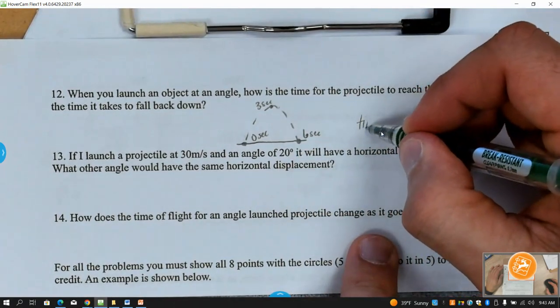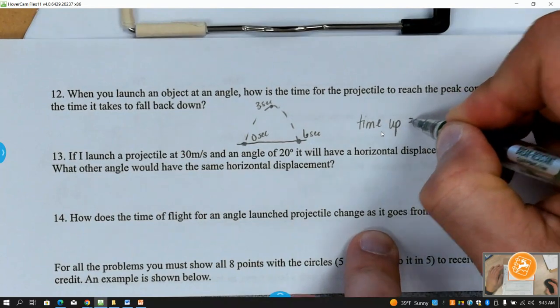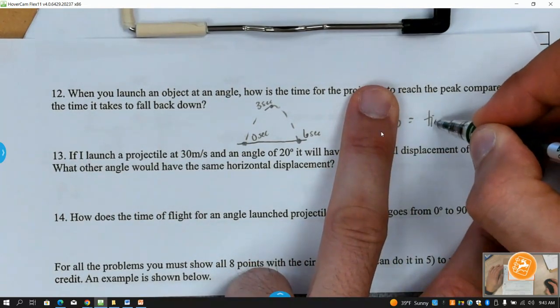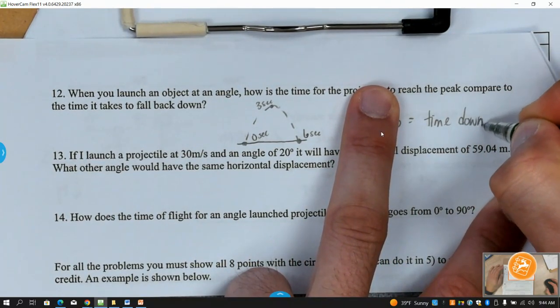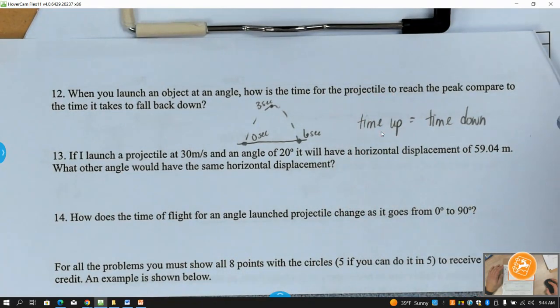That means time up will equal time down. Oh snap, we already answered this one kind of at the beginning. All right, on the front side.